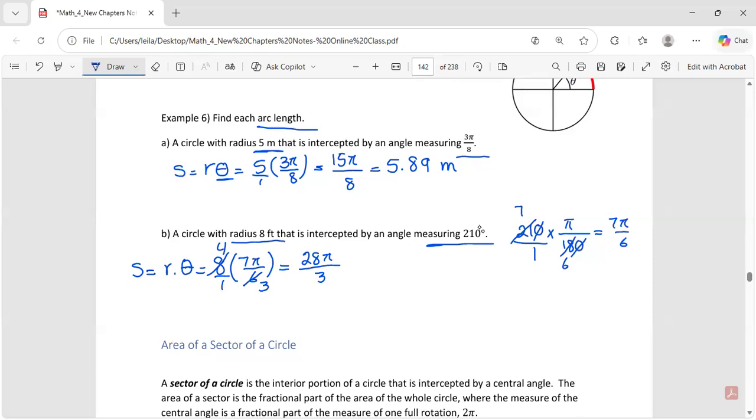Again, since we are finding the arc length, we don't want to just keep it in pi because we don't have any idea how much the arc length is. So now we're using the pi key on the calculator. 28 times pi divided by 3. So the answer is 29.32. This time the unit is feet because the radius was in feet.